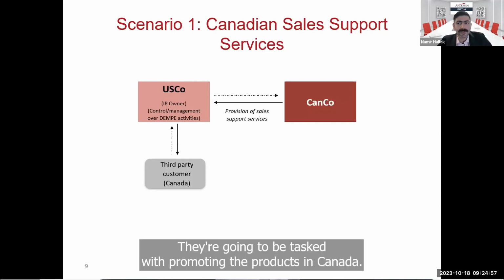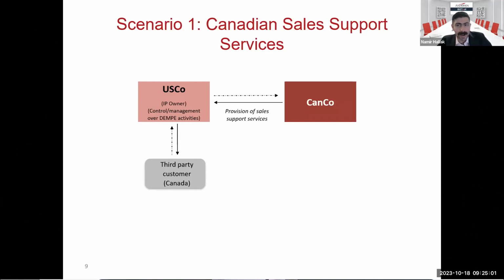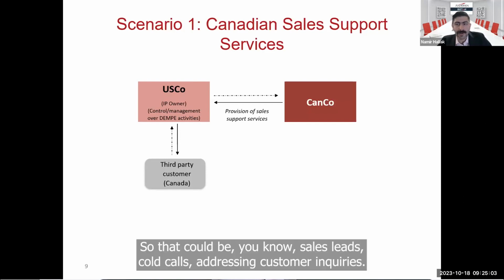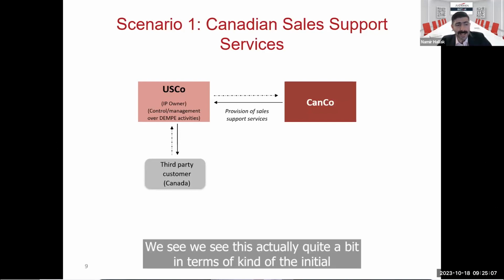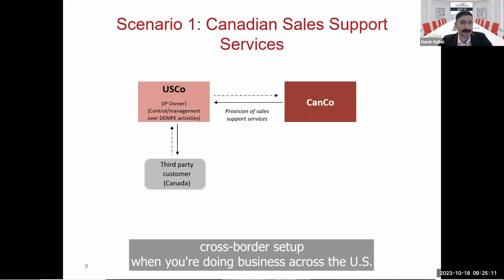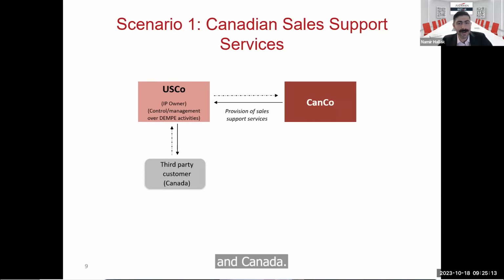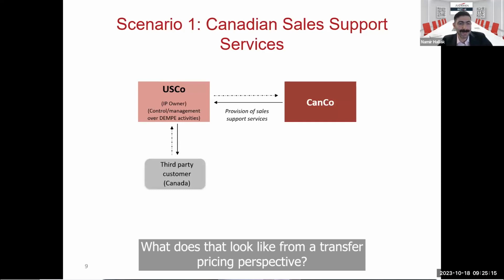They're going to be tasked with promoting the product in Canada. So that could be sales leads, cold calls, addressing customer inquiries. We see this actually quite a bit in terms of the initial cross-border setup when you're doing business across the US and Canada. What does that look like from a transfer pricing perspective?